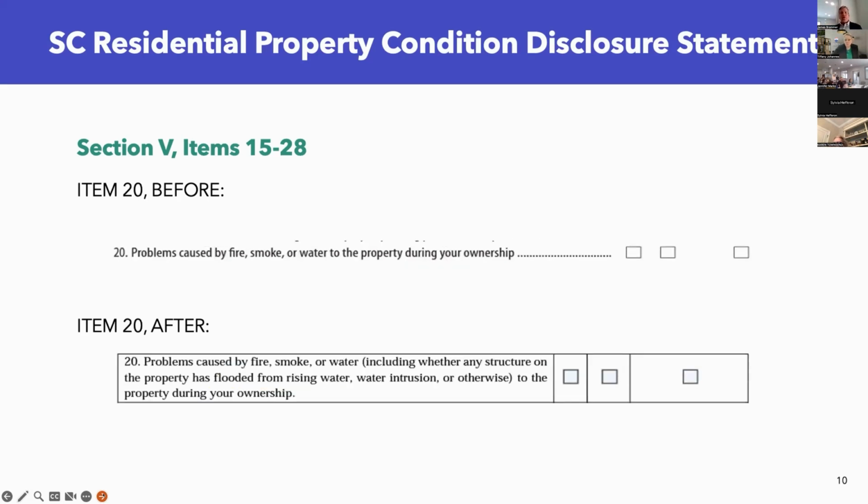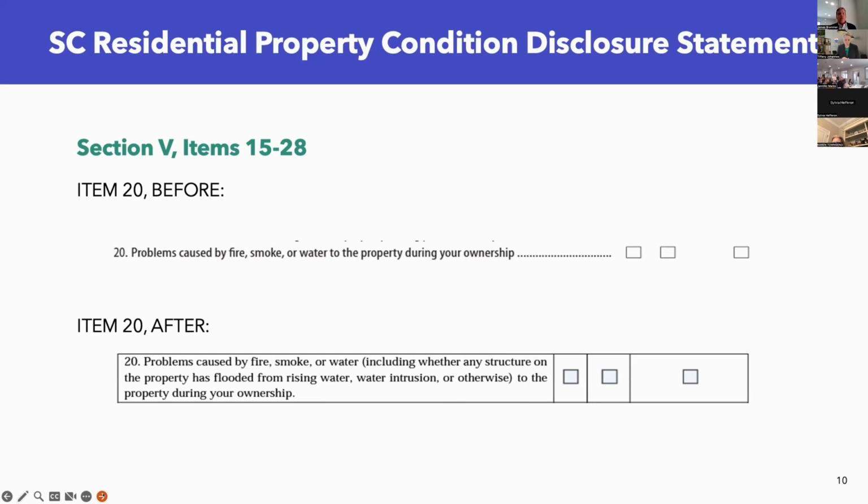Item 20, problems caused by fire, smoke, or water. I honestly think this is an improvement, this rework of this item. Why? When it's just asked as fire, smoke, or water, what do you think of? Yeah, and if it wasn't water damage from putting out the fire, would you necessarily include it in your answer? Not the way that it was written, to me. So now we've made that clearer.